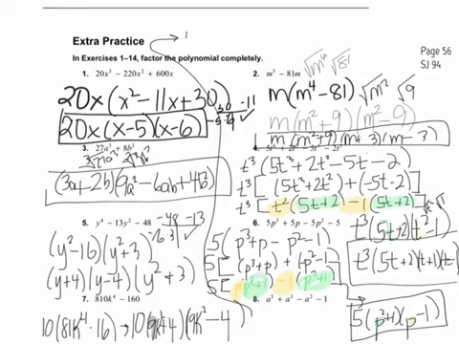I'm going to bring up my 10, bring up 9k squared plus 4, and then I'm going to put 2 pairs of empty parentheses, one with a plus sign, one with a minus sign. I'm going to take the square root of 9k squared, that would be 3k. I'm going to take the square root of 4, and that would be 2. And I am out of time.